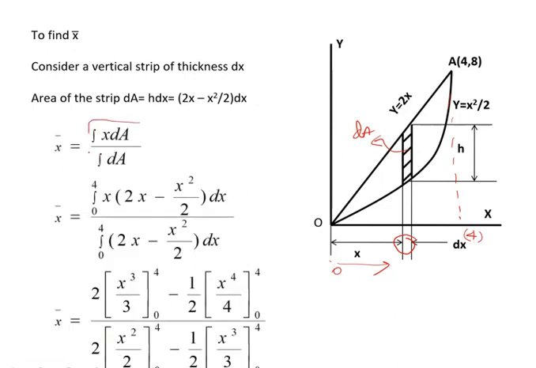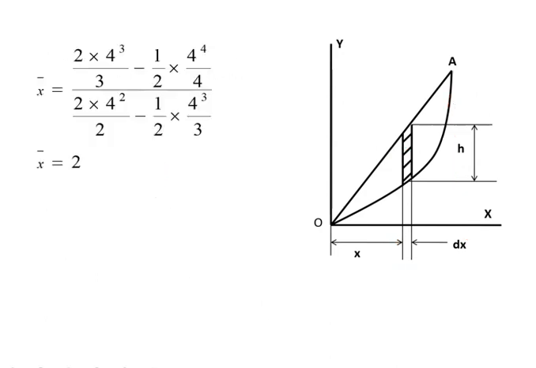So marking this, I know x bar is equal to integral x dA divided by integral dA. dA value we had got as h dx, that is 2x minus x squared by 2 dx, and this small strip has to move from 0 to 4. So integrating between the limits 0 to 4, I'll get the value for your x bar. Applying the integral, I'll get x bar as 2.